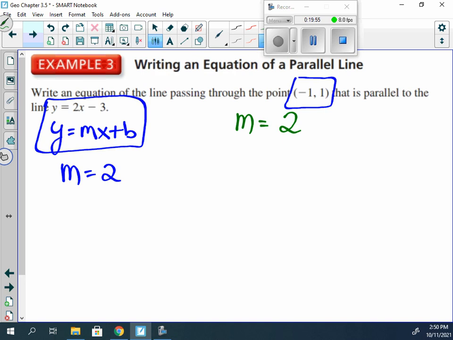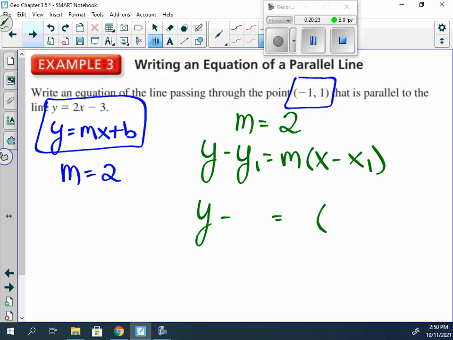Now, to find the equation of the line, we're going to use point-slope form. y minus y1 equals m times x minus x1. This here is the point-slope form. x1 and y1 is a point, and m is the slope. Now, we know that the slope for our line has to be the same as the other line, and we already determined that the slope is 2. So in place of m, I'm going to write 2.